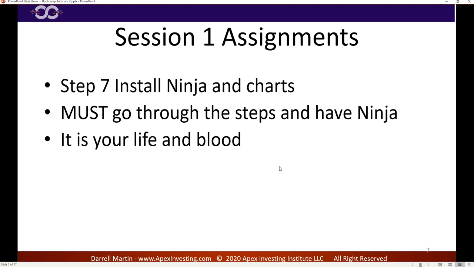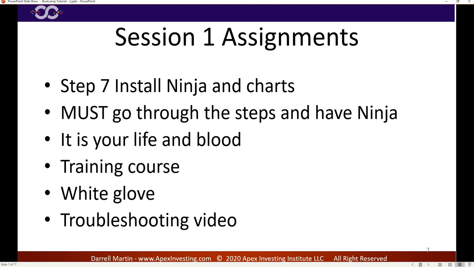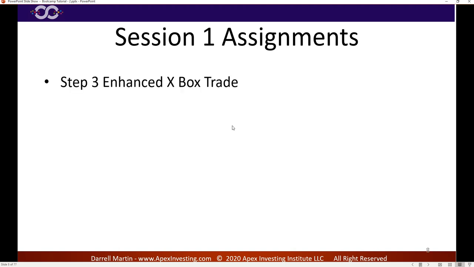Again, you've got to get those charts on your computer. That's your lifeblood. Go through the course. You've got the white glove option and the troubleshooting video option there as well.